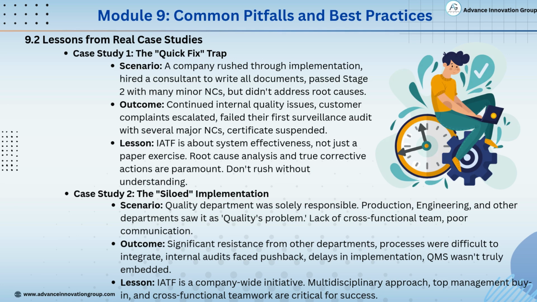Lesson: IATF is not just about paperwork. It's about system effectiveness. You must perform proper root cause analysis and implement real corrective actions. Don't rush without full understanding. Case Study 2. The Siloed Implementation. Scenario: the quality department handled everything. Other departments like production and engineering didn't get involved. This caused poor communication and lack of ownership.